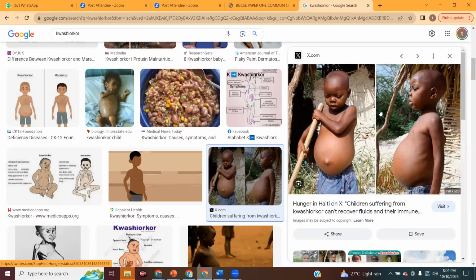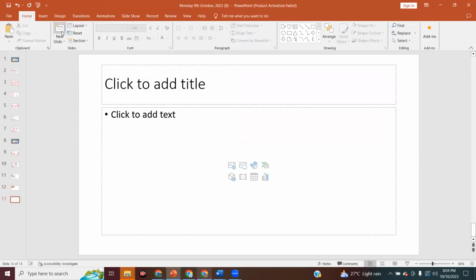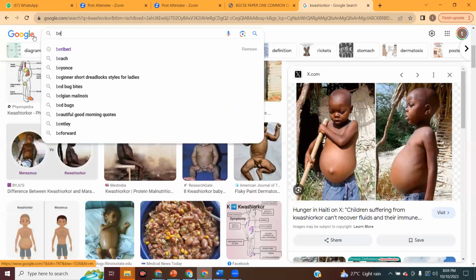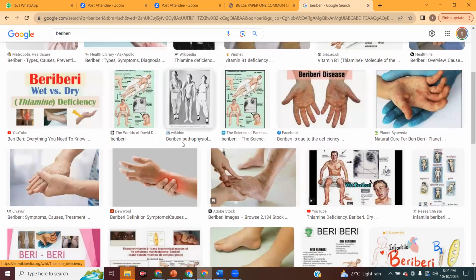Oh, by the way, beriberi. Beriberi is caused because of what? A lack of vitamin B1. Vitamin B1, very good. Vitamin B1 is thiamine. Where can we find that? Peanuts, rice, and whole wheat. With beriberi, you have paralysis.